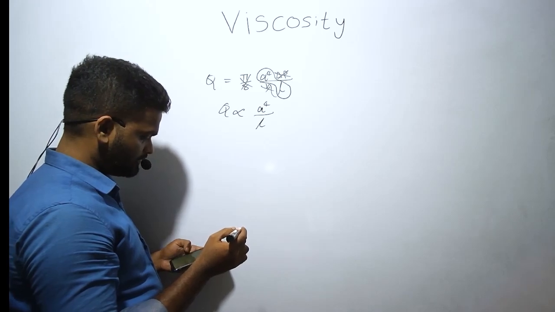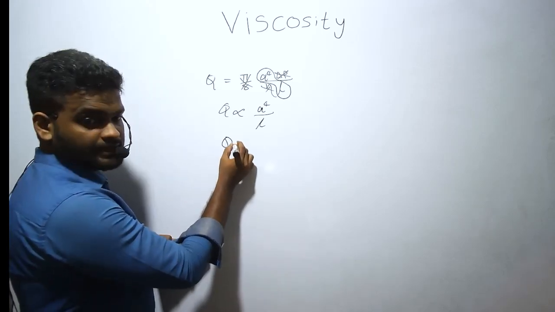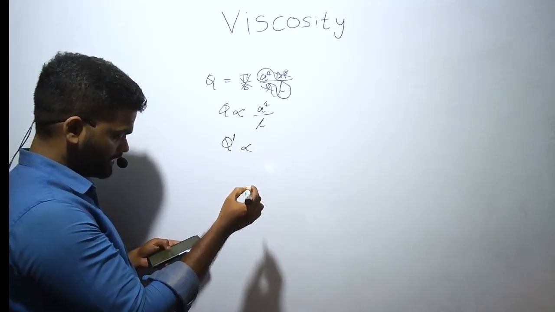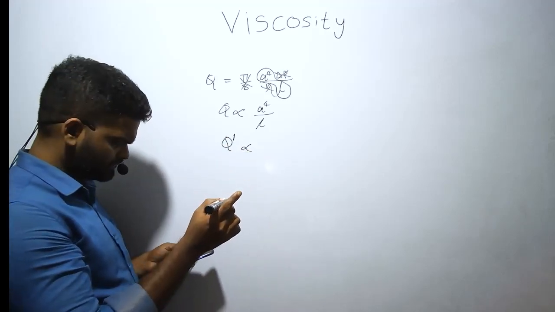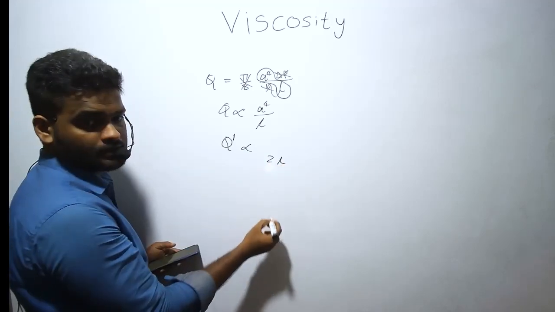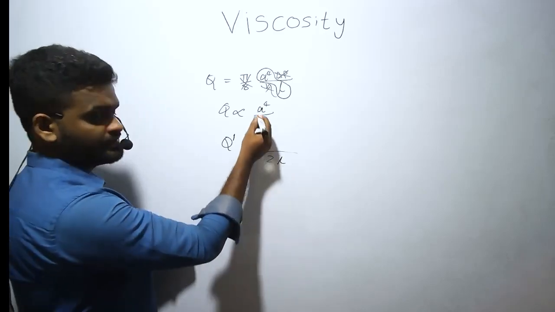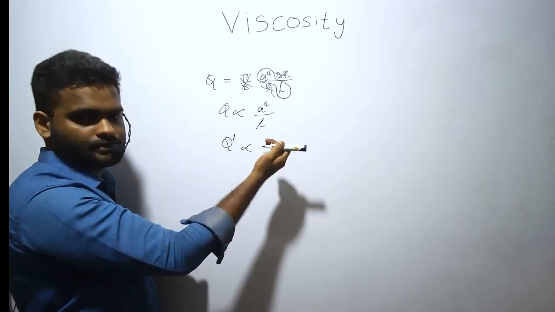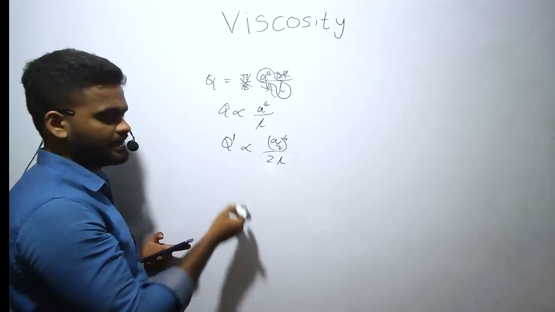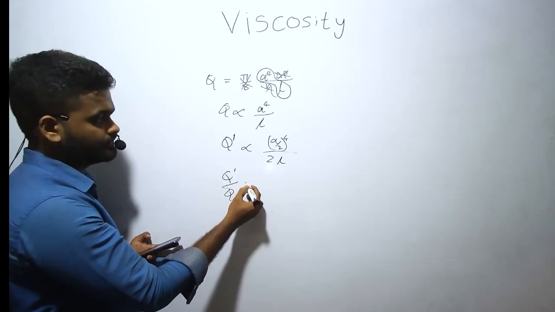So let's say for the first case it is Q. For the second case, let's say Q dash. Length is doubled, right? So it is 2L. Diameter is halved. When diameter is halved, radius also gets halved, right? So A over 2 to the power 4. Then divide. You need to find Q dash.